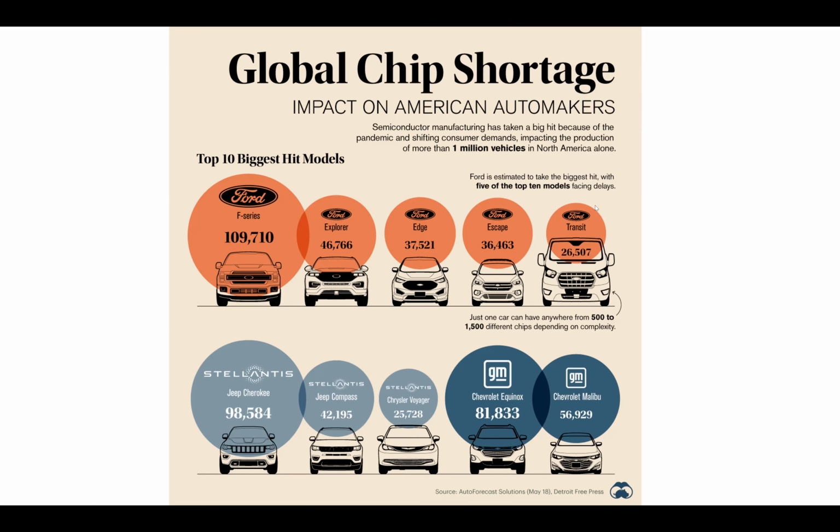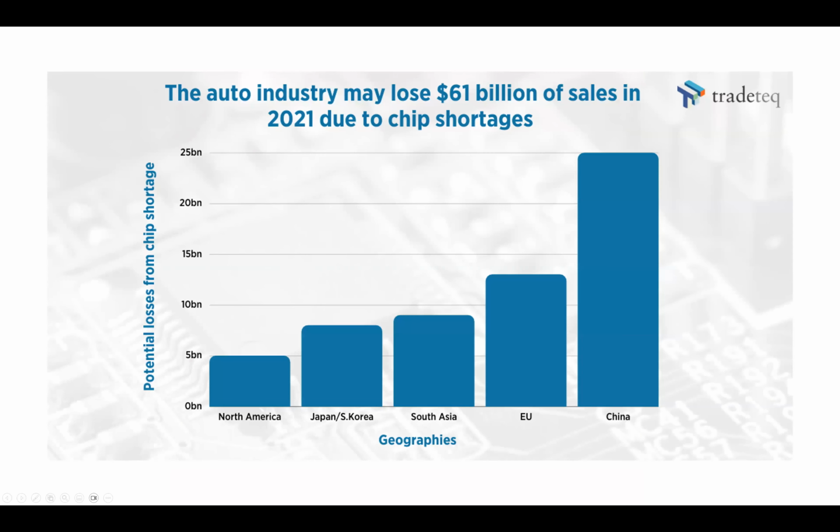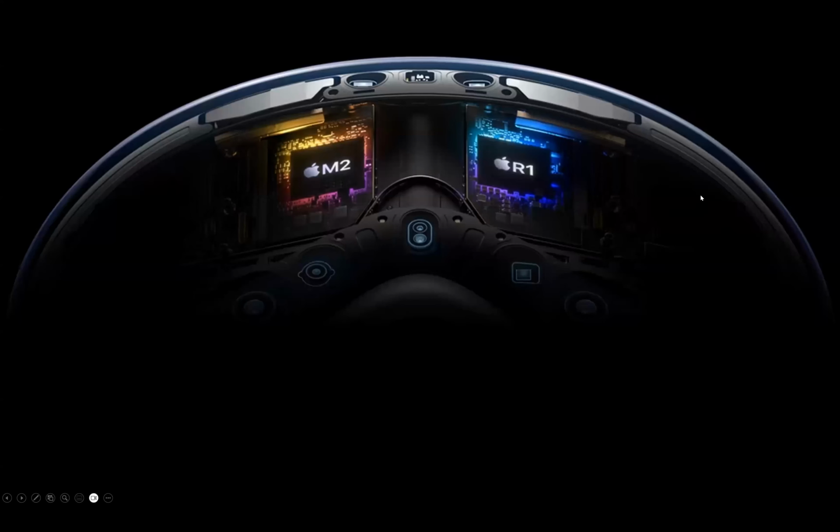Okay, so the auto industry lost about 61 billion in sales due to the chip shortage. This shows how different countries got affected. China got affected the most because they were the ones ramping up a lot. And now let's talk about this.